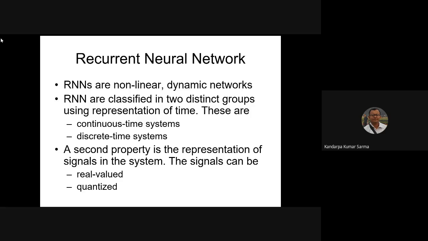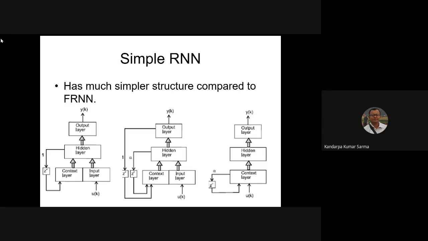So we find that the recurrent neural networks show nonlinear dynamic behavior. They can be used as continuous time systems or as discrete time systems. They can also be used for real value and quantized sample cases. So these are a few recurrent structures.